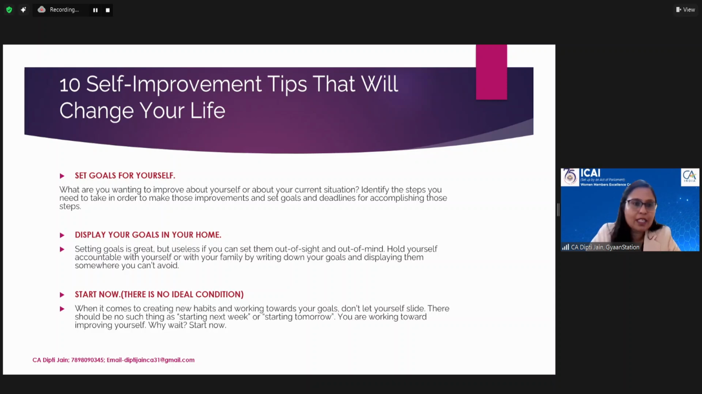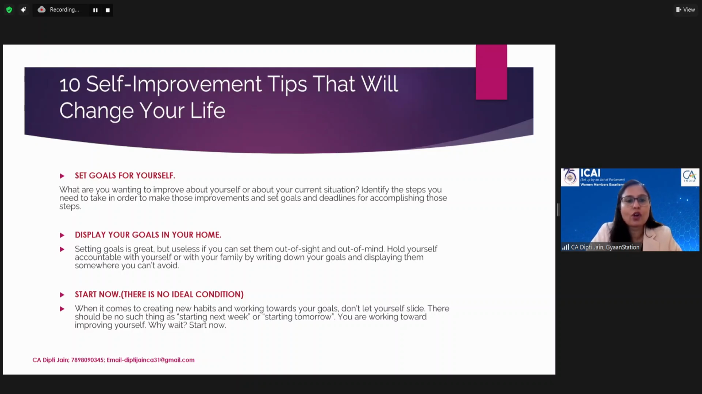Yes, I'll do 15 minutes of exercise, or I'll cook something good, or I'll finish that case study, or I'll read some more case laws. A goal can be anything, but set goals. This is very important to maintain the youth and the energy in your life.